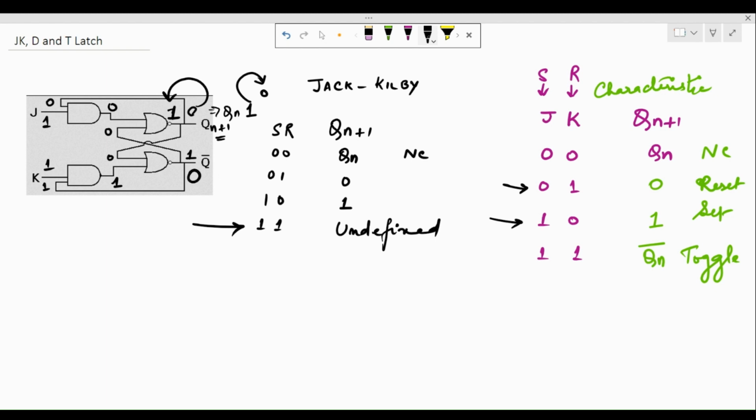So finally, we can conclude that this is the characteristic table of the JK latch. For the input 0 0, there is no change. 0 1 is reset, 1 0 is set, and 1 1 is toggle.